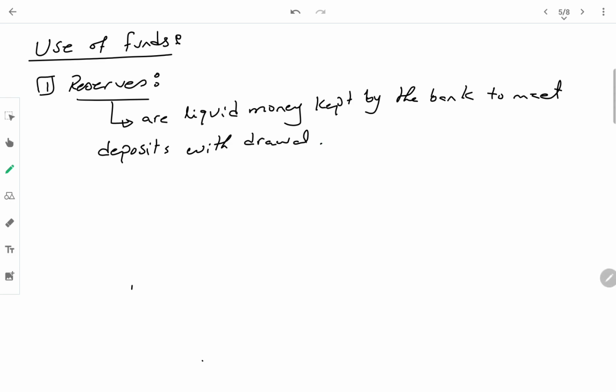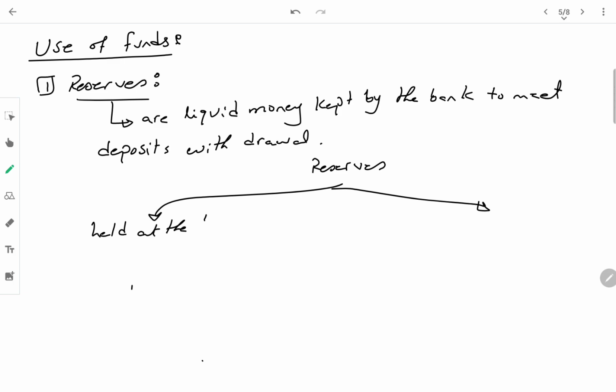Reserves are held at the bank itself or deposited at the central bank. Reserves can be held at the bank or deposited in the central bank. If it's held by the bank itself, it's known as vault cash.